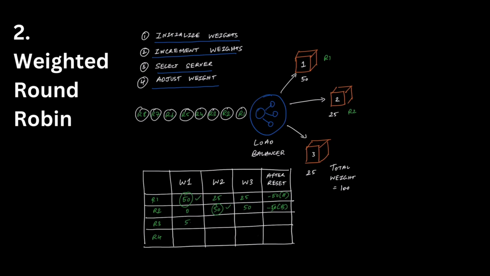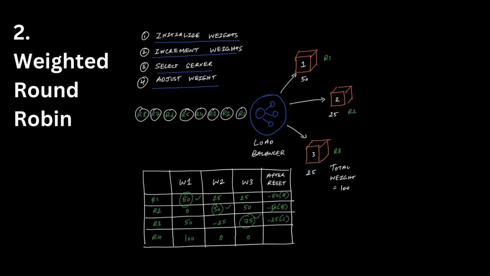Now for R3, the weight of server 1 would be incremented by 50 leading to 50, and for server 2 we now have the adjusted weight as minus 50 plus 25, that would lead to a weight of minus 25, and now for server 3 the weight would be 75. At this point server 3 would be picked because that has the highest weight, and R3 is routed to server 3. Now we also have to adjust the weight of server 3, and then for R4 the iteration would continue to have the weights of 100 and 0 and 0 again.